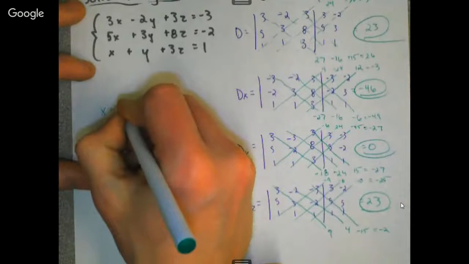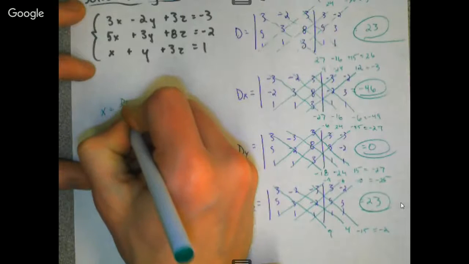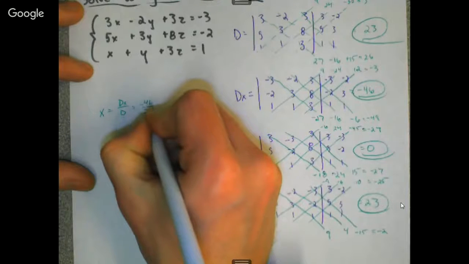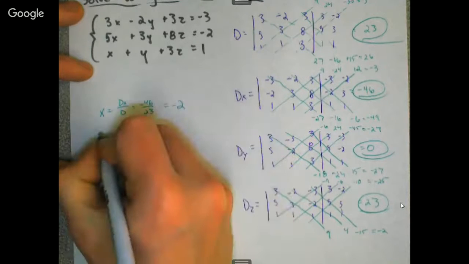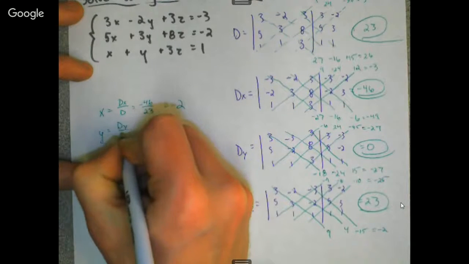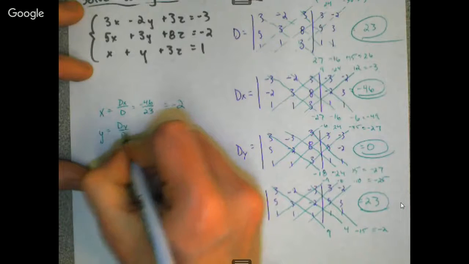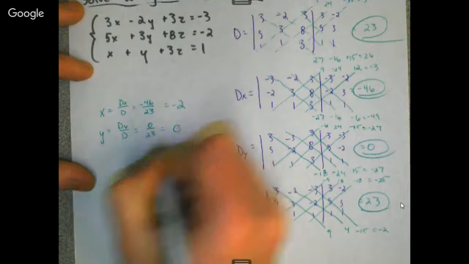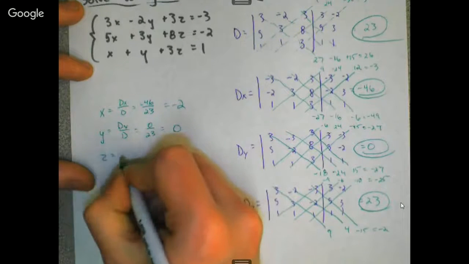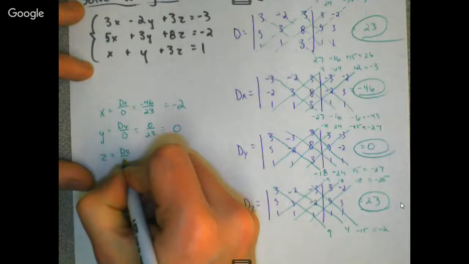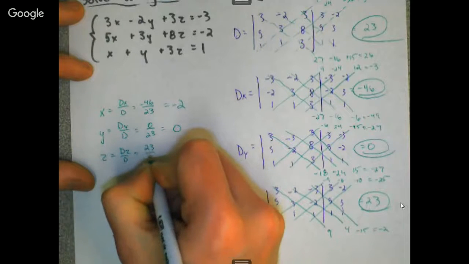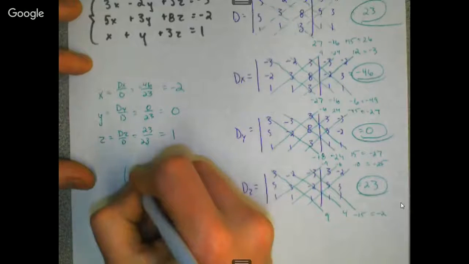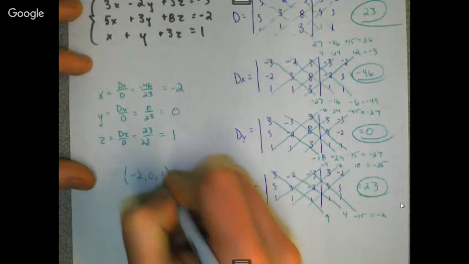Okay, so now that you have the determinants of each one of those matrices, to find x, we'll take Dx over D, which Dx was minus 46 over 23, which is minus 2. Y is Dy over D, which is 0 over 23, which is 0. And z is Dz over D, which is 23 over 23, which is 1. So your solution is negative 2, 0, and 1.